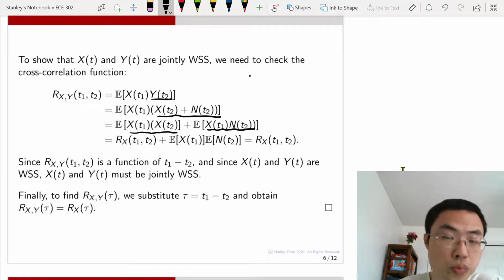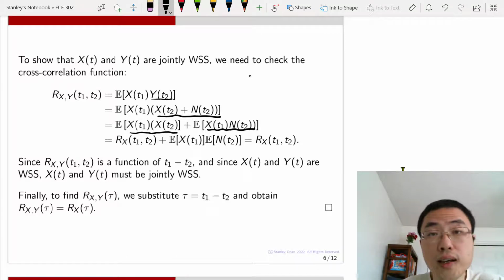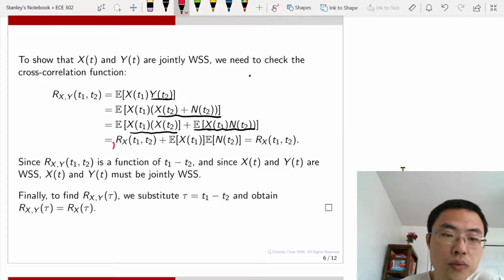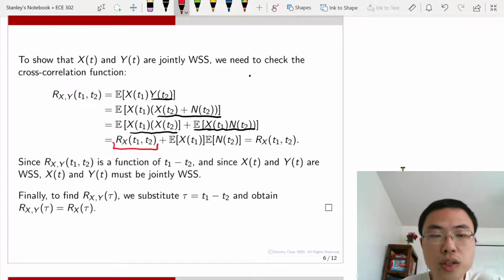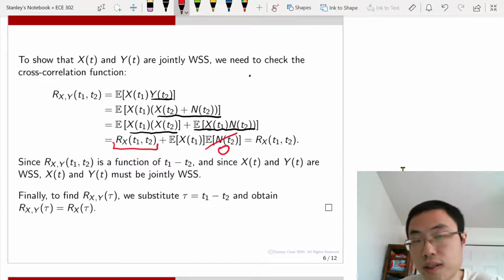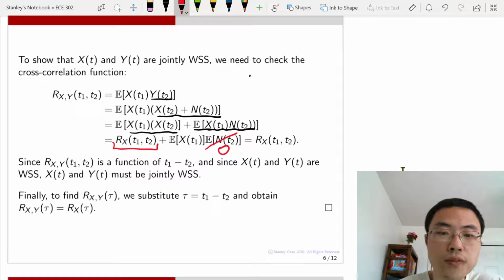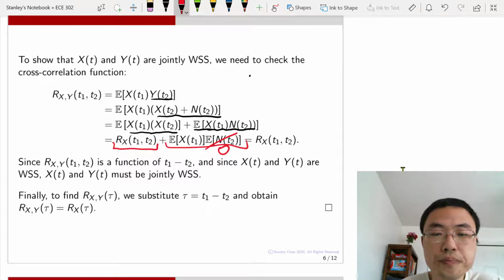So you have these two terms. The first term is just the autocorrelation function of x at t1 and t2. The second term, this expectation, because x and n are independent, we can write as the product of two individual expectations. The first term will stay, which is the autocorrelation function of t1 and t2. The other one is 0. It's a zero mean noise, and therefore this entire term will be gone.